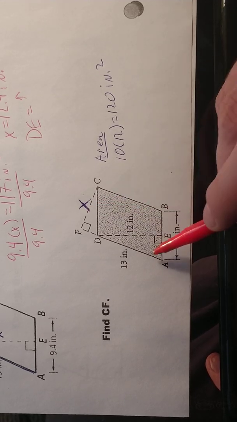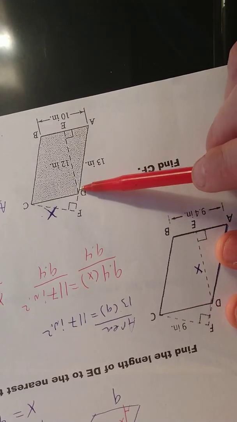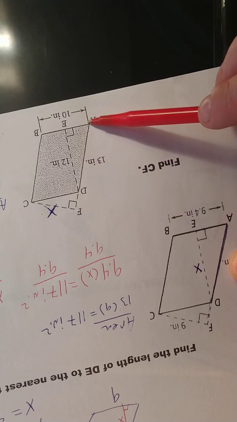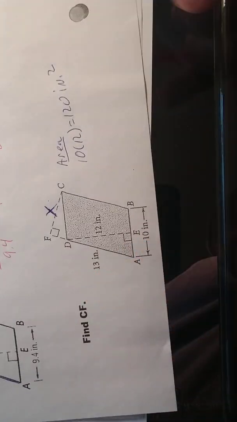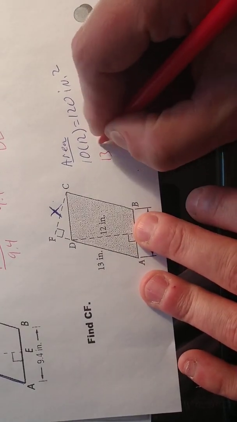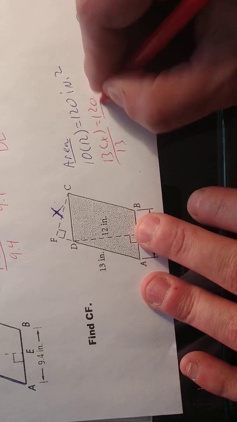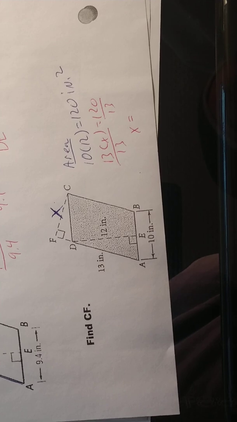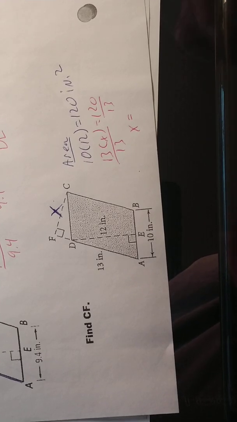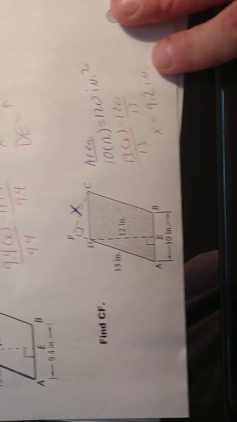Okay? So now if I know that the area of this parallelogram has to be 120, since I'm looking for that x, if I use this as the other base, so once again if I turn it like that, and I use this as my base, then I know 13 times whatever this height is has to be 120. Okay? So I'm going to go 13 times x equals 120, and then just divide both sides by 13. So I get x equals 9.2 inches. Just like that. Okay?